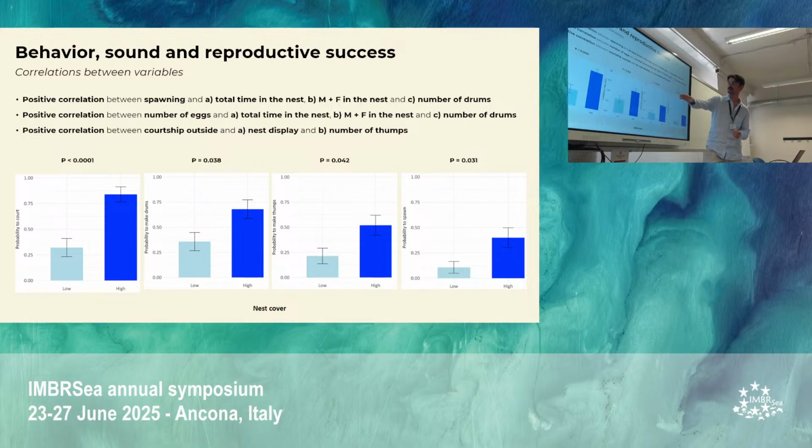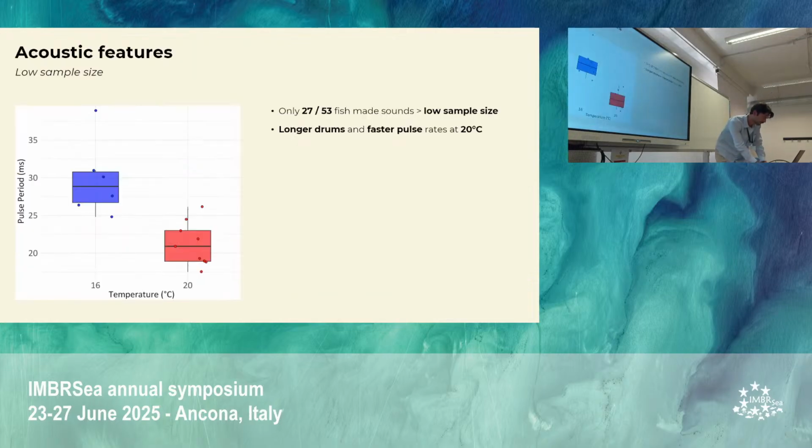Here is what I think is the nicest: the nest cover alongside the probability to display important behaviors like courtship, drums, thumbs, and spawning. They're all significant, so it means that basically a higher nest cover will induce more courtship, more drums, more thumbs, and more spawning. I think that's maybe the best one.